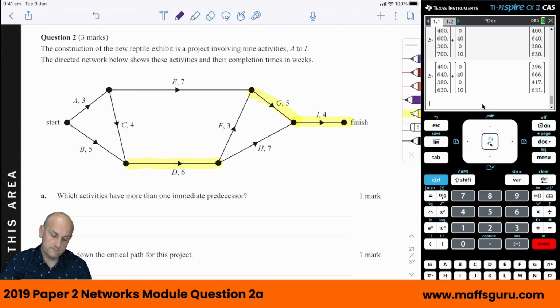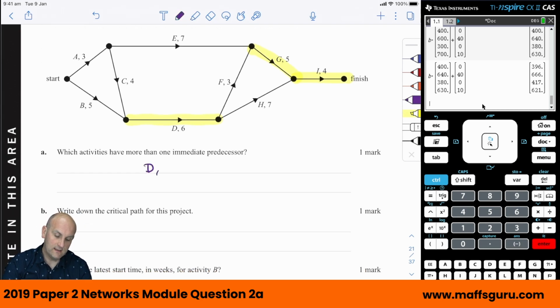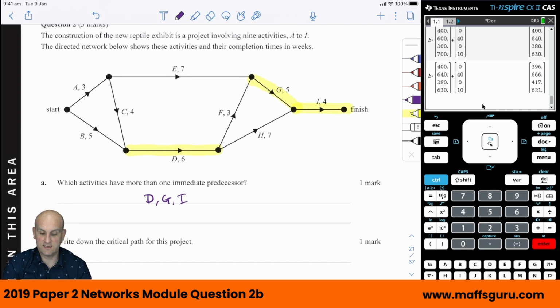Yep. All right, so those are the ones there. D, G, and I are the ones that have more than one immediate predecessor, because I can't start G until E and F are finished. I can't start I until G and H are finished, and I can't start D until C and B are finished. Write down the critical path for this project.